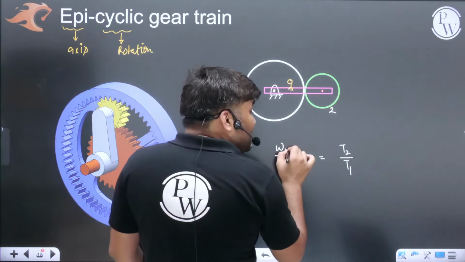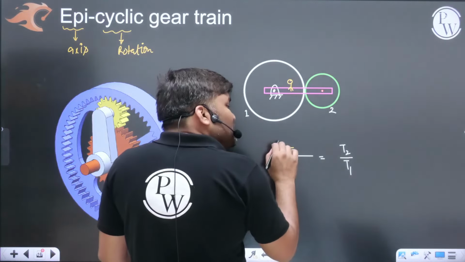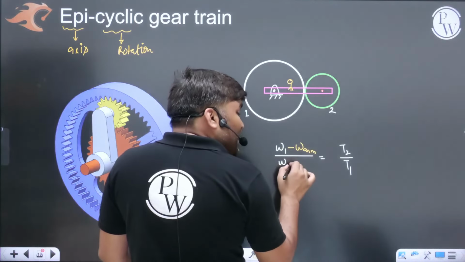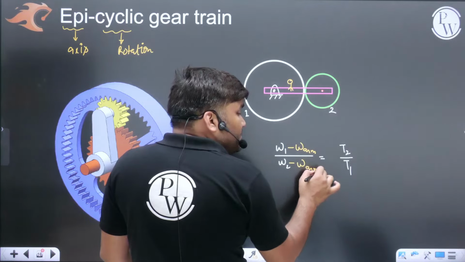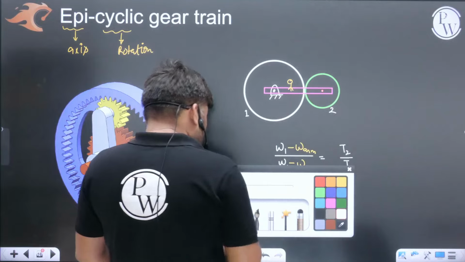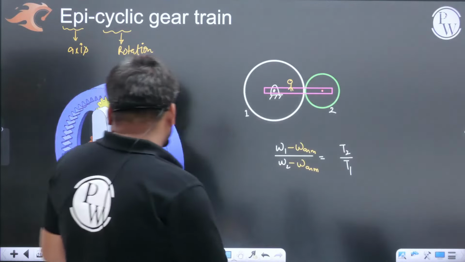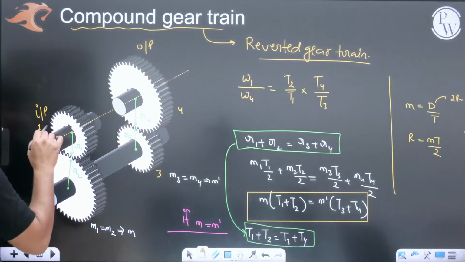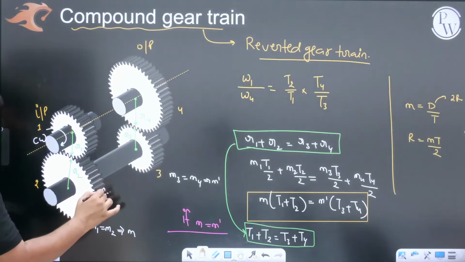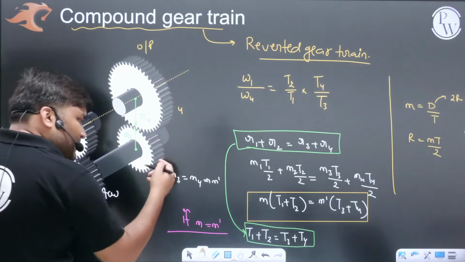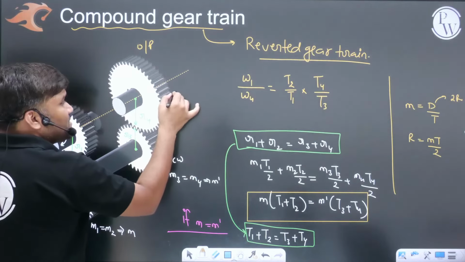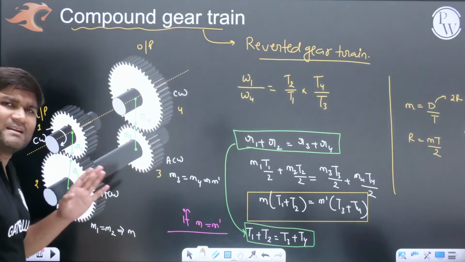So instead of writing omega 1 by omega 2, you will write omega 1's speed with respect to the arm divided by omega 2's speed with respect to the arm, which will be equal to T2 by T1. And this time you have to take care of direction also. Look, in earlier cases I am very comfortable: if it is rotating clockwise, external meshing, it will rotate anti-clockwise. This is anti-clockwise, on the same shaft, this is anti-clockwise. And again, external meshing, the direction will get reversed, this will rotate clockwise. Very easily I can tell this.